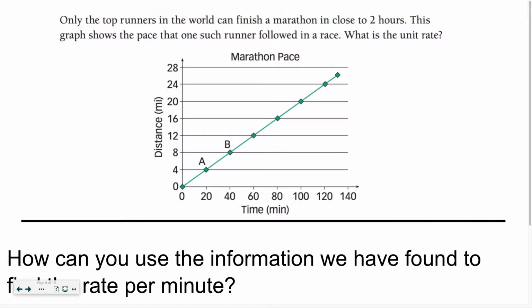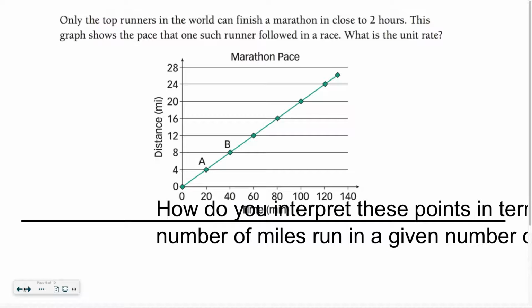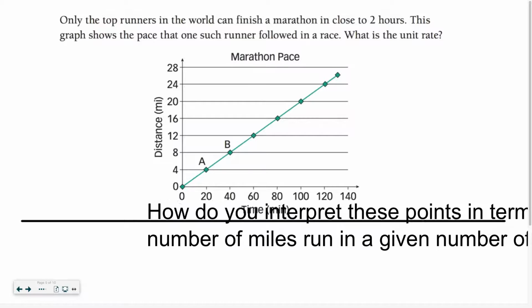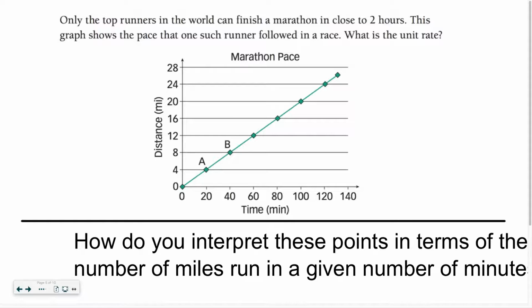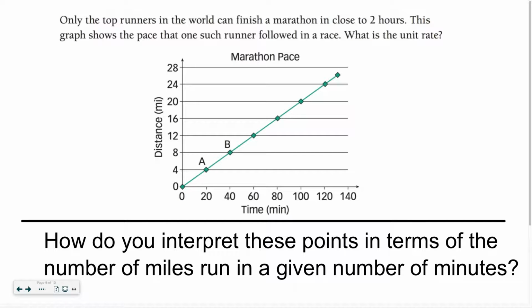So how do you interpret these points? We kind of just talked about this a little bit. How do you interpret these points in terms of the miles, in context with this graph? This one, 40, 20, or sorry, 20, 4. How do you interpret these in terms of the graph? What does that mean? What does 20, 4 mean in this scenario?